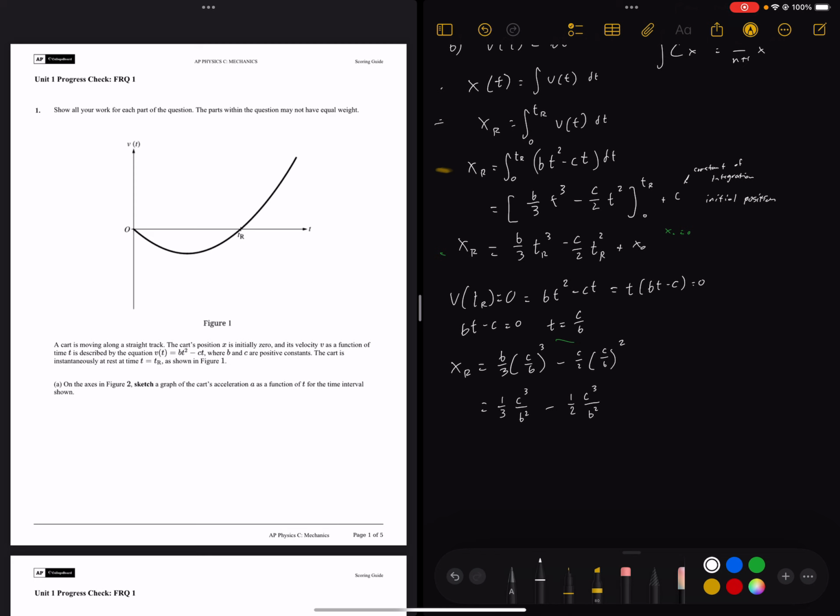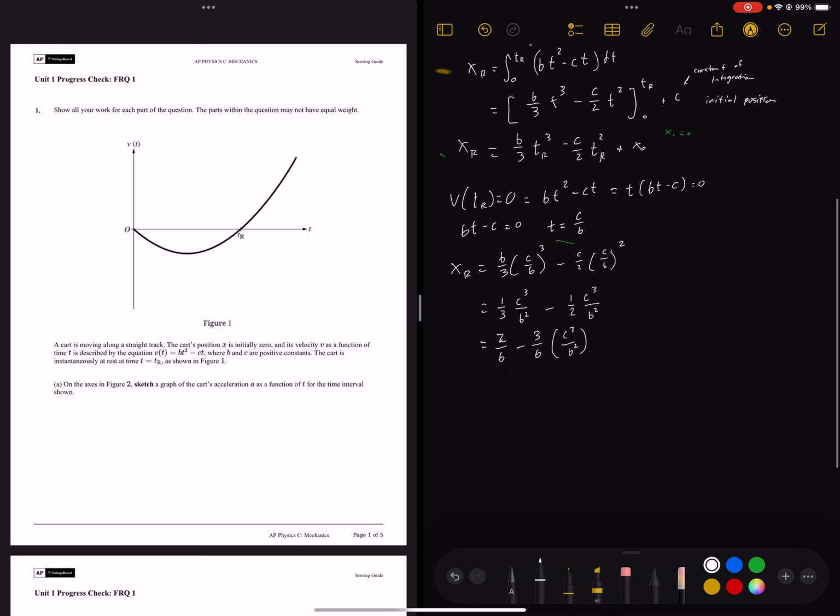And if you notice here, these have common denominators, right? There's a c cubed over b squared term in each one. So I just need to get common denominators here so I can actually subtract the fractions. Here my common denominator is going to be 6. I'm just going to factor out the c cubed over b squared, so 2 over 6 minus 3 over 6 times c cubed over b squared.